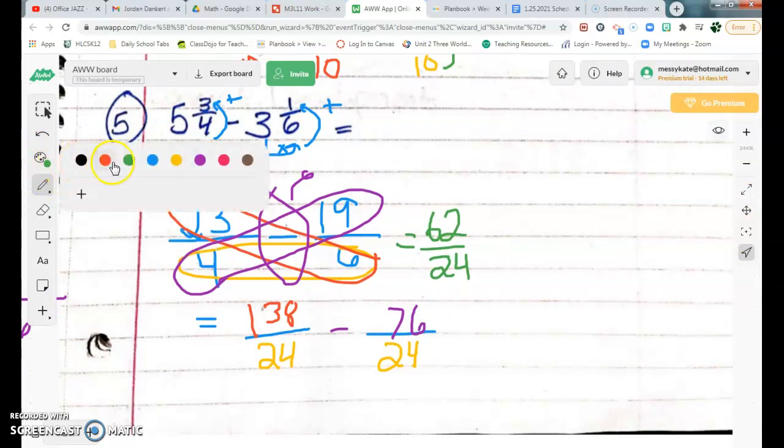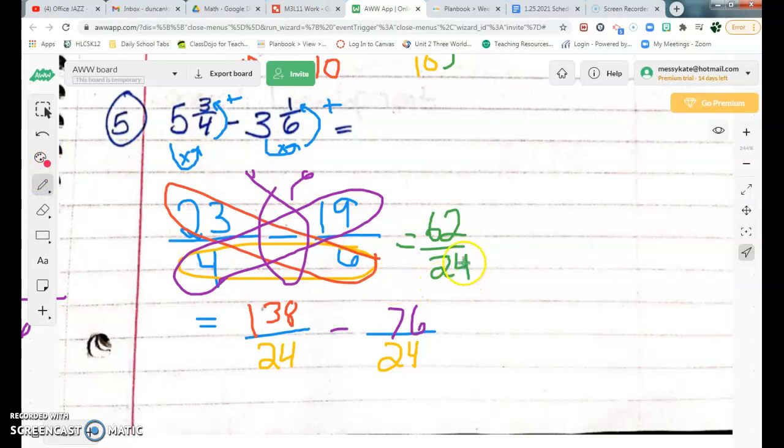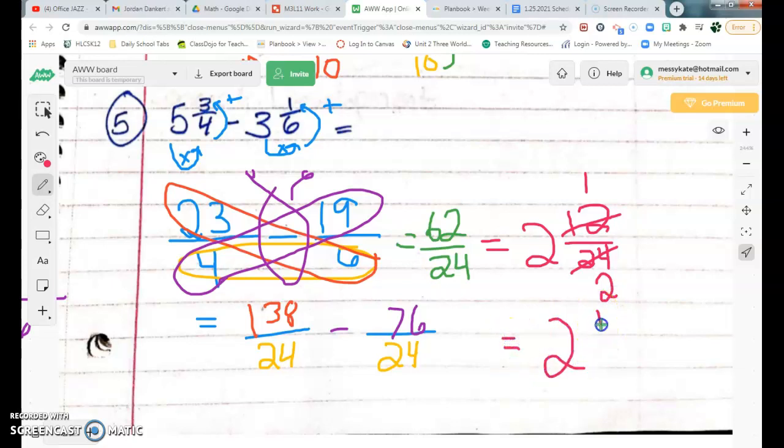2 groups of 24 is going to get me 48. 3 groups is going to get me 72, which is too much. So I know it can only go in there 2 whole times, which is 48. 48 up to 62 is going to give me 12 left over, so 12 over 24. Now I can reduce that because they both are divisible by 2, but I know 12 can go into itself 1 time, and I know 12 can go into 24 2 times. So my final answer is 2 1/2.